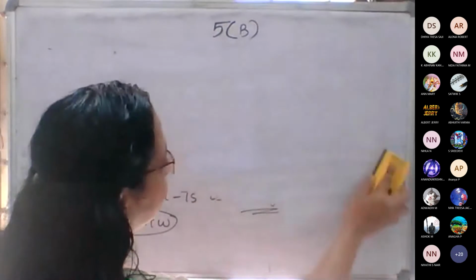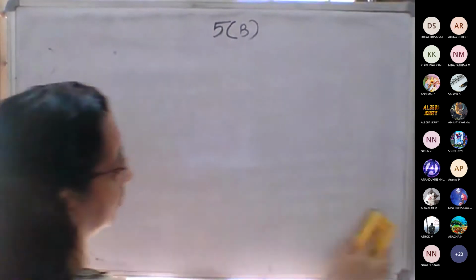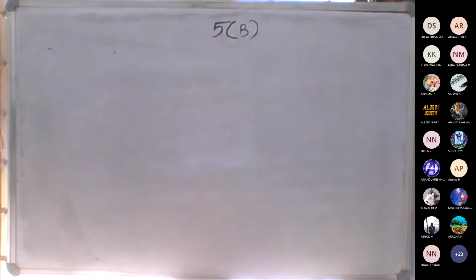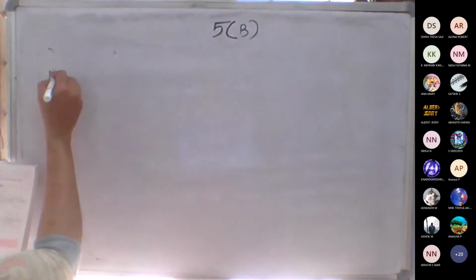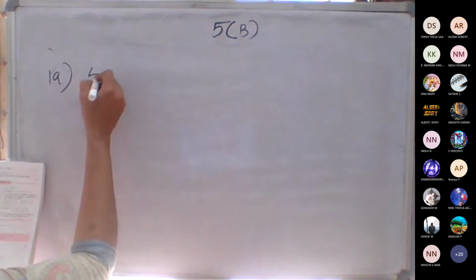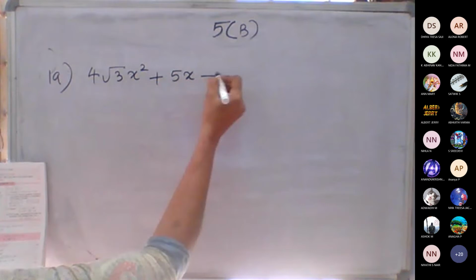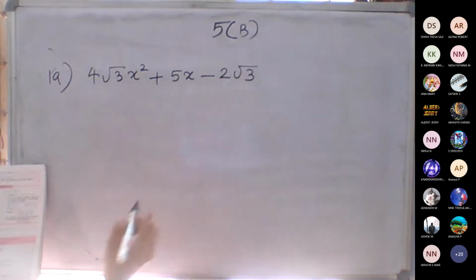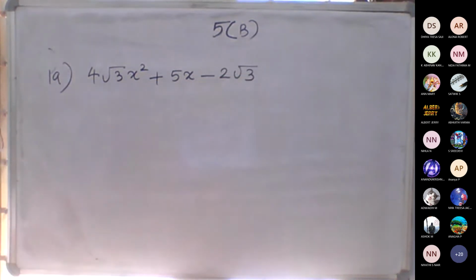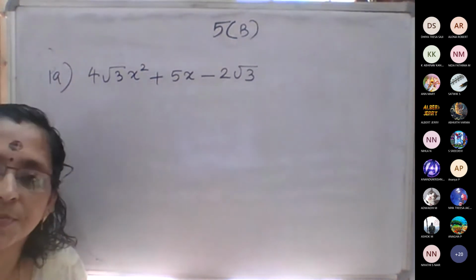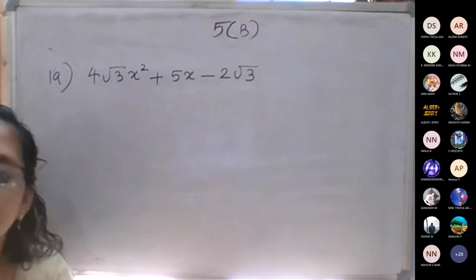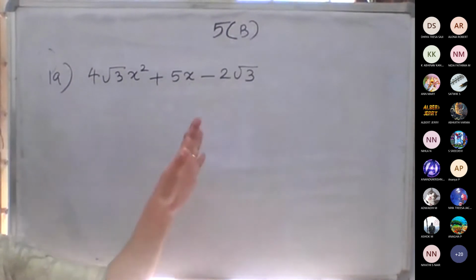Then 19th question. Factorize 4 root 3 x square plus 5x minus 2 root 3. We don't need to check whether they are factorizable or not. They are asking us to factorize, so that means we should factorize.